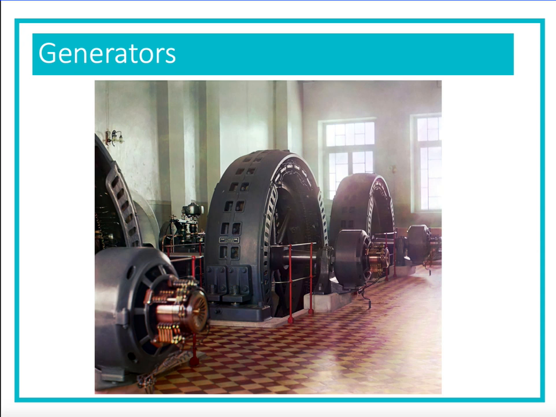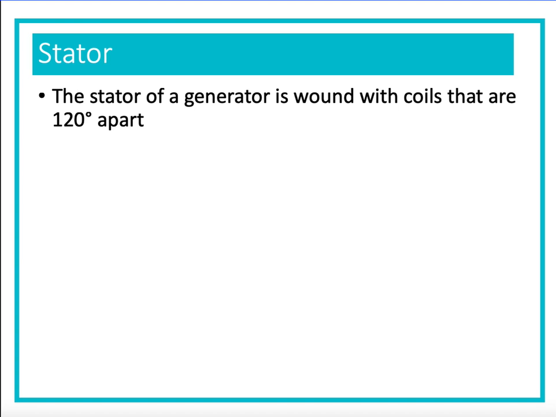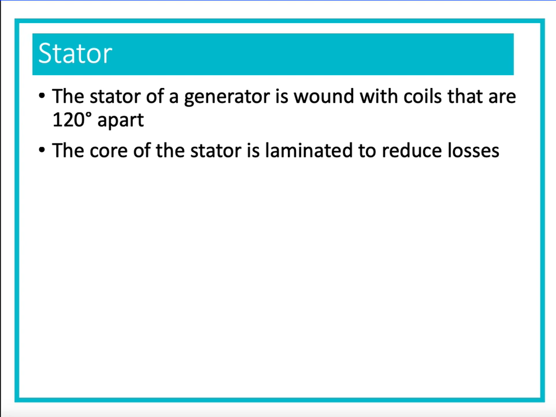This is actually a kind of old generator system in a power plant somewhere. I can't remember where, but you can see that this is the stator part, and a rotor that turns in the middle, and it generates electricity. The stator is wound with coils that are 120 degrees apart, which kind of makes sense since three-phase voltage always differs by 120 degrees. And the core of the stator is laminated to reduce losses.